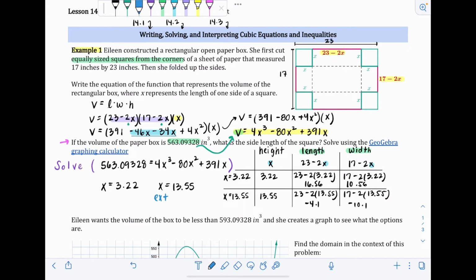Extraneous, in case you've never seen the word before, just means that the solution we're going to focus on is 3.22, because that gave us realistic lengths and widths.